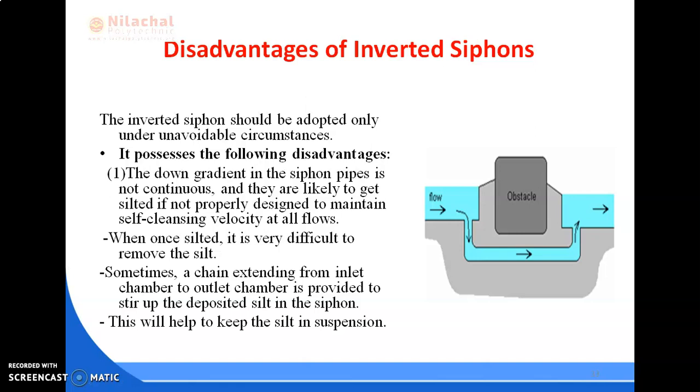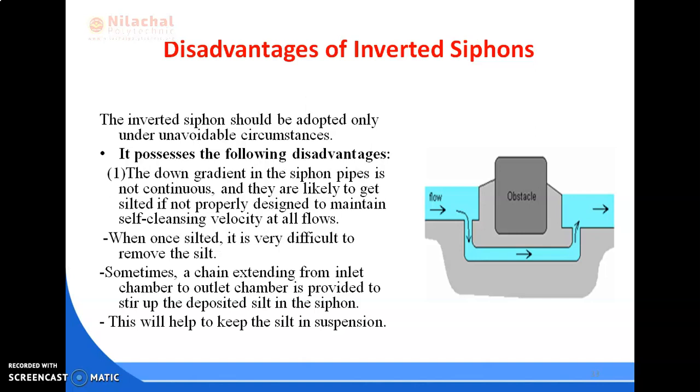Here are some disadvantages of inverted siphons. The inverted siphon should be adopted only under unavoidable circumstances or in the obstacle cases, where we provide the inverted siphons. It possesses the following disadvantages. Number 1, the down gradient in the siphon pipes is not continuous and they are likely to get silted if not properly designed to maintain self-cleansing velocity at all flows. When once silted, it is very difficult to remove the silt.